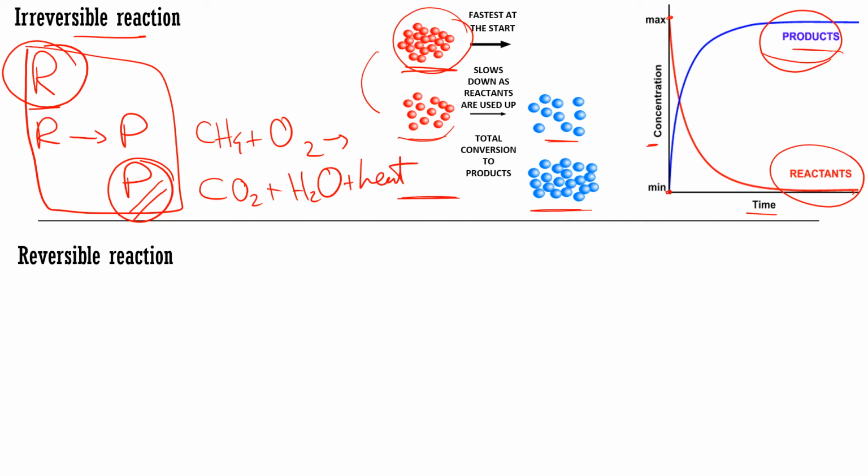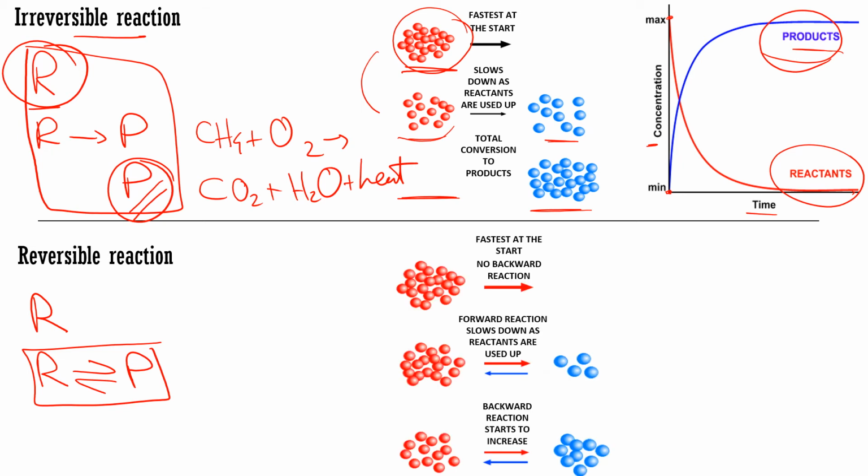What about the reversible reaction? The reversible reaction is a reaction that can go both ways. So we start by having reactants. After a while, the reactants will react to form products, and this is the case. Reactants can react to form products, and the products as well can decompose or maybe react to form reactants again.